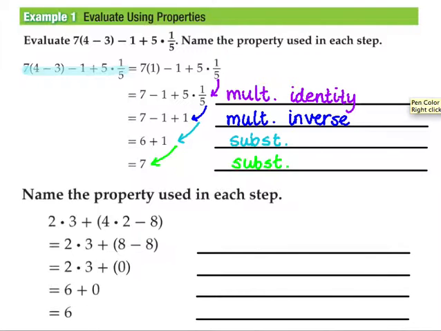So here I go. 2 times 3 plus 8 minus 8. What have I done from this step to this step? 4 times 2. So what's that going to be, guys? Substitution. Okay. What's my next step going to be? 8 minus 8 is 0. So which on here states that a number and its opposite equals 0? Additive inverse.